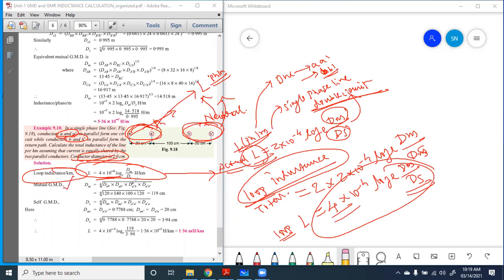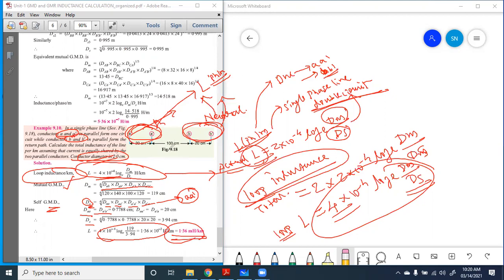Then we have to calculate mutual inductance for the combinations AB, A dash B, A B dash, and A dash B dash. Then self GMD is also called DAA, D A dash A dash, D A dash B A dash A. Because we need to calculate only for the A dash combination, that's why we get DS. Then solve the numerical for DS and dm, put the final values in the final formula, and we get the loop inductance.